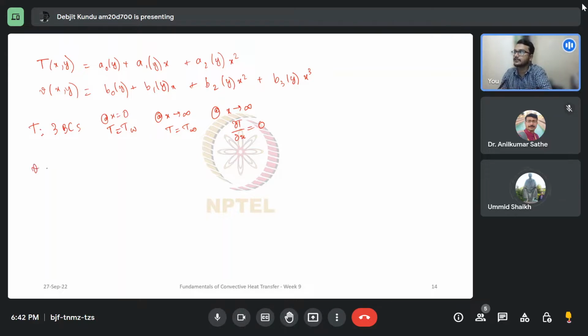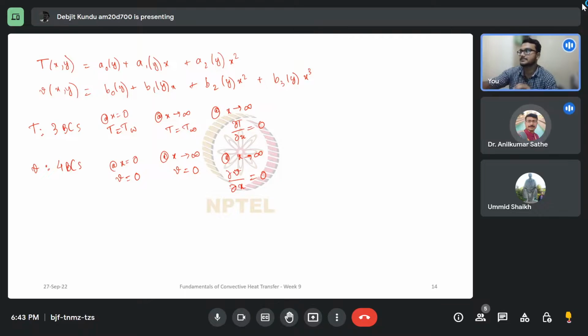But in case of velocity, we have 4 boundary conditions. What are those? At x equal to 0, we know that the velocity would be equal to 0 from no slip. As x tends to infinity, we again know that v would be equal to 0, due to the viscous fluid. Similarly, as x tends to infinity, dou v by dou x, the shear stress, would also go to 0.